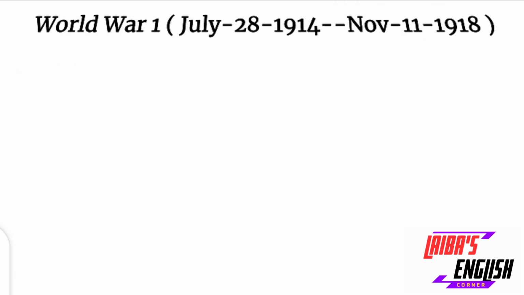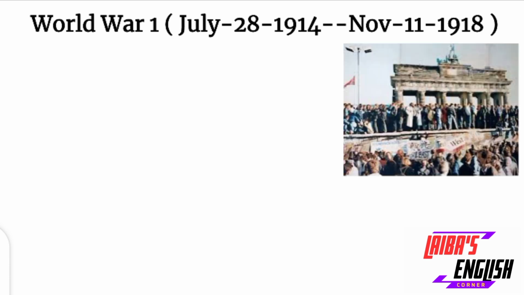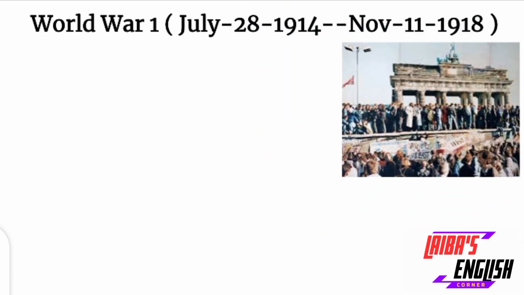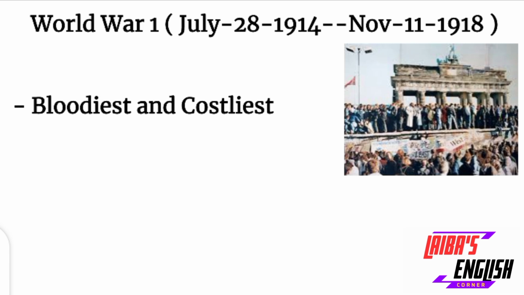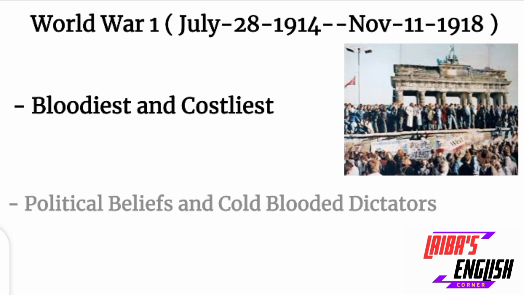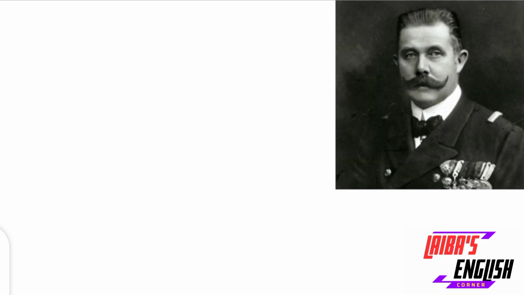Let's start with World War One. World War One basically started around 28 July 1914 till 11 November 1918. It lasted for almost 4 years. The modern age has seen the two bloodiest and costliest wars in human history, which were World War One and World War Two. It was the period of opposing political beliefs and cold-blooded dictators. Now, World War One destroyed the economic, the political, and the social order of Europe.